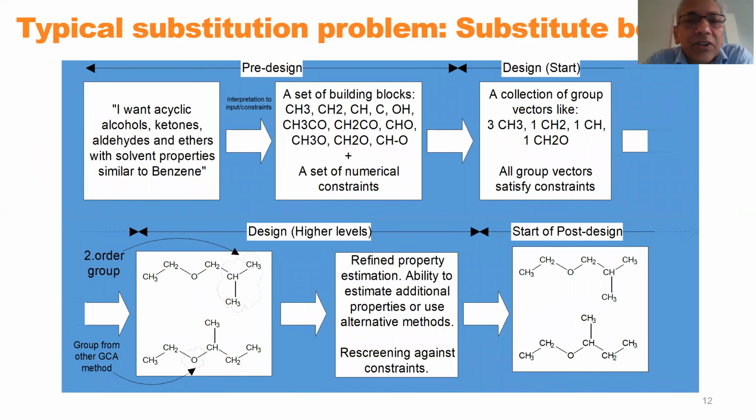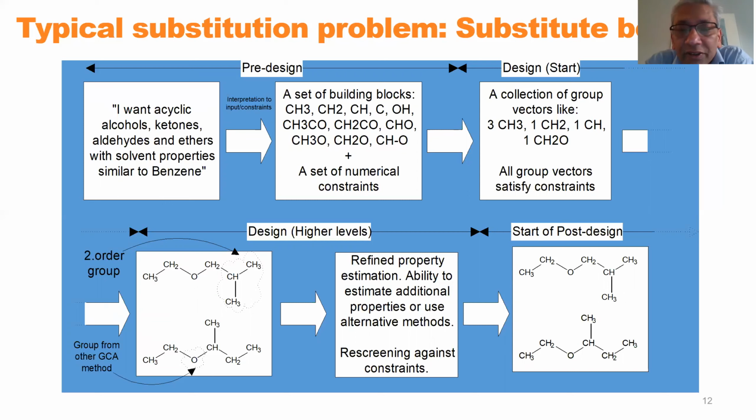A very typical substitution problem is, let's say, substitute benzene. Benzene has good solubility properties, but has carcinogenic effect. So if we want to replace benzene with its good properties, not its bad, we say we want acyclic alcohols, ketones, aldehydes, ethers, which are known to be not carcinogenic. So we have building blocks, which can create for us the type of molecules we want. The building blocks then will create molecules. The molecules then will give us isomers.